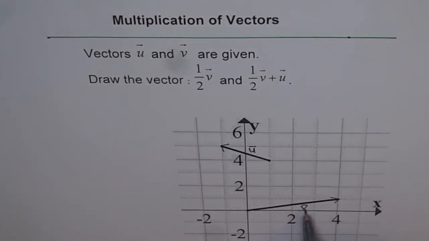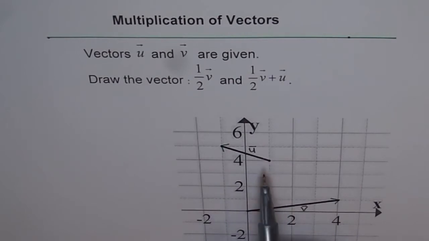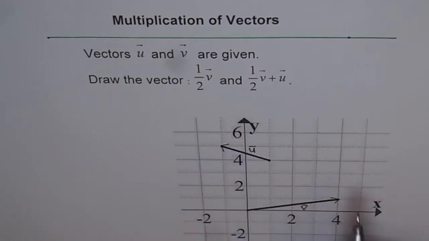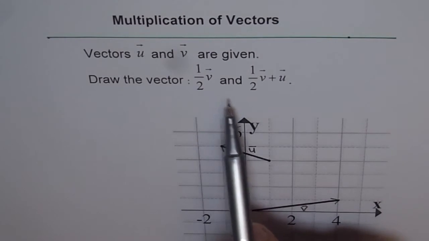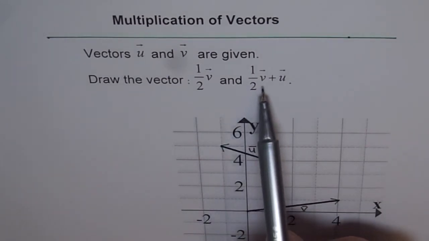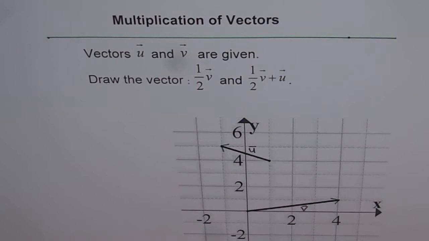V is a position vector starting from origin, and it is 4, 1. And u vector is minus 2, 1, correct? Now we need to draw the vector half of v, and then we'll draw half of v plus u. Now when we say half of v, that means the direction is going to be same as that of v, right? And the magnitude will be half of it. That is what it means.